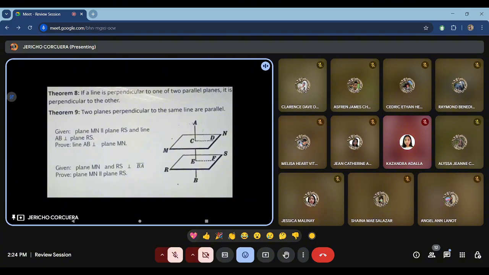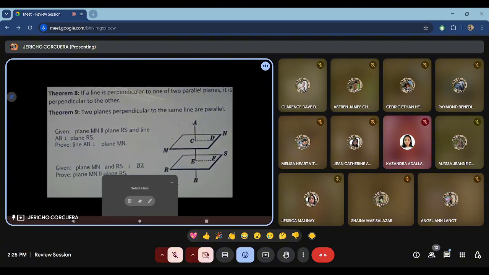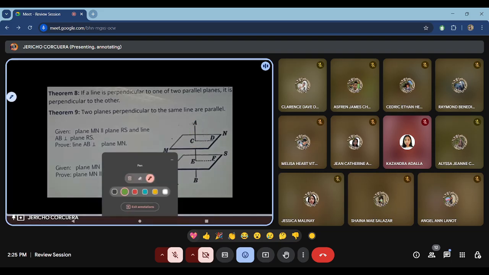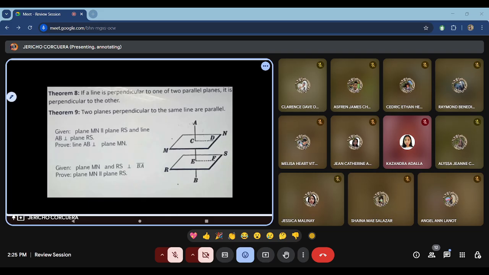Okay, so let's continue. Theorem 8, if a line is perpendicular to one of two parallel planes, it is perpendicular to the other. And theorem 9, two planes perpendicular to the same line are parallel. Ayan, no, if a line is perpendicular to one of two parallel planes, then it is perpendicular to the other. Ayan, no, itong line na to, it's perpendicular. I mean, yeah, line AB is perpendicular to plane M.